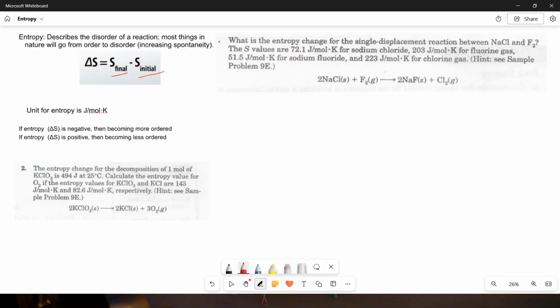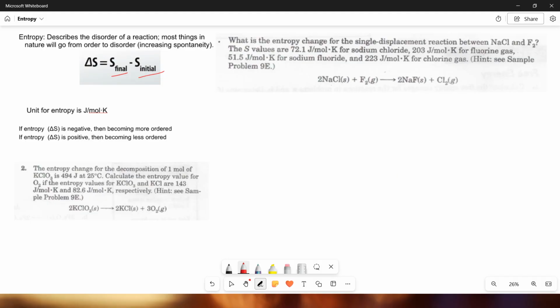And if you get a negative value, you're showing that the reaction is becoming more ordered. And if you have a positive entropy value, the reaction is becoming less ordered. So for example, a sample of water in the gaseous form is going to be less ordered than water in the liquid form. And if we compare that liquid form of water to solid form or ice, ice is going to have more order. So as we go from the solid state of ice to the liquid state of water to the gaseous state of steam, we are becoming less and less ordered.